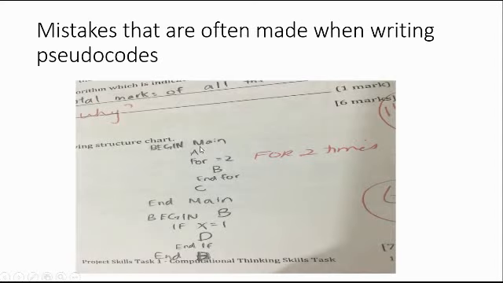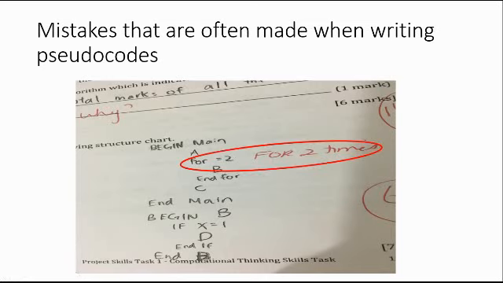This is a mistake that students and I often made. I got deducted 1 mark because I wrote 4 equals 2. And it is not clear what I meant by equals 2. Instead, we should write 4 2 times.